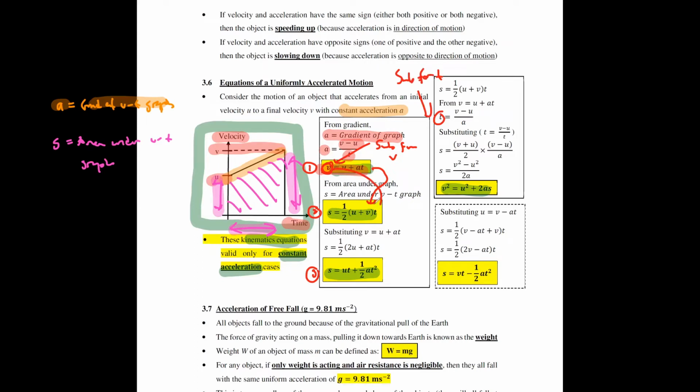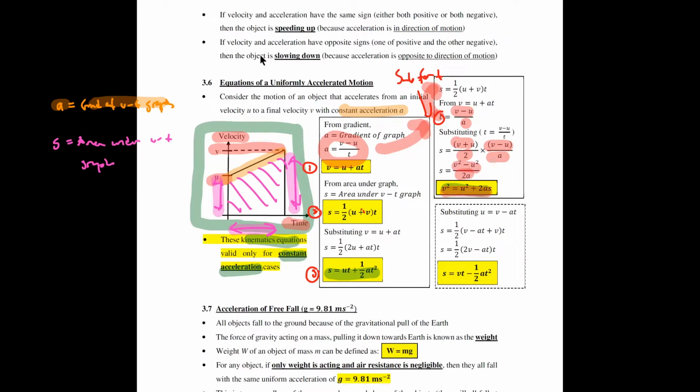Here you sub for V into the second equation. You can also get another equation if you sub for T. All right. So what you do here is that from A equals to V minus U divided by T, you make T the subject, it becomes V minus U divided by A. Then this one, you sub it inside S equals to half U plus VT, the second equation. Eventually, you get back this result.